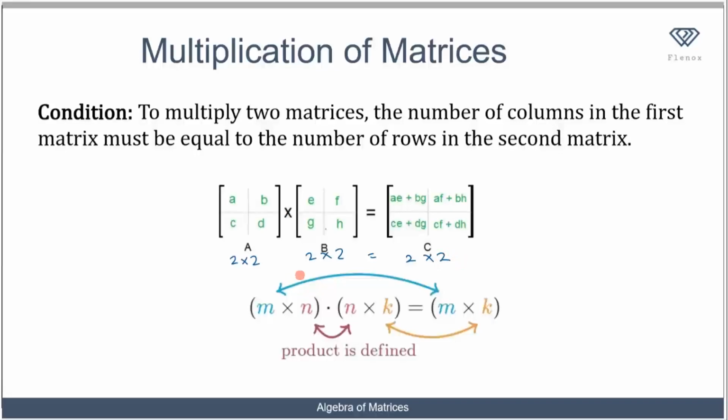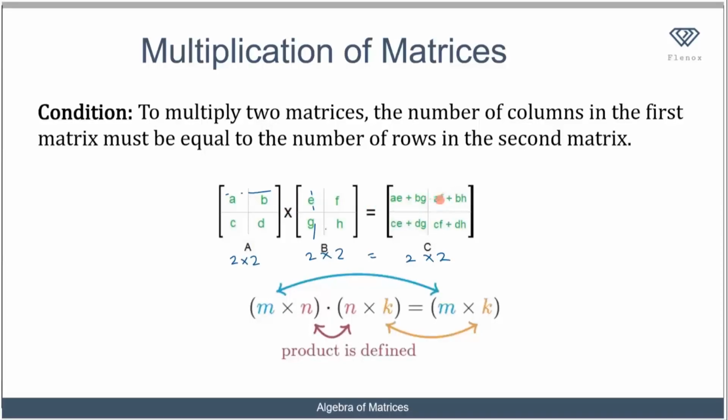So how do you fill in the cells now? If you look, what you do is multiply the first row by the first column to get the element in the first cell over here. This is the first row and this is the first column. So I have A times E plus B times G. So I have AE plus BG.